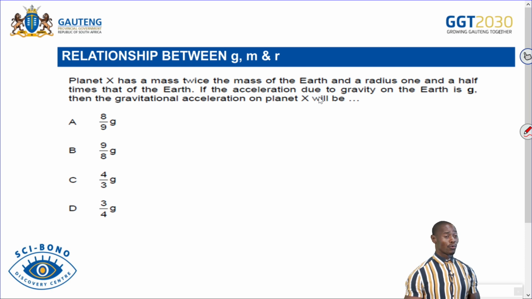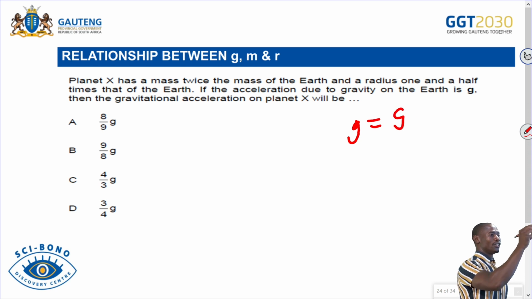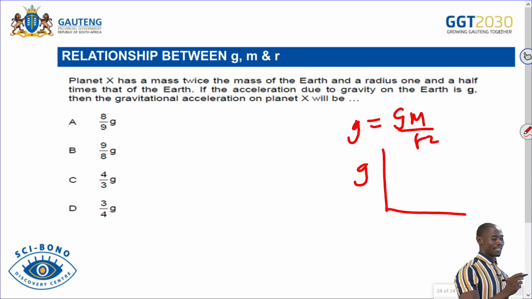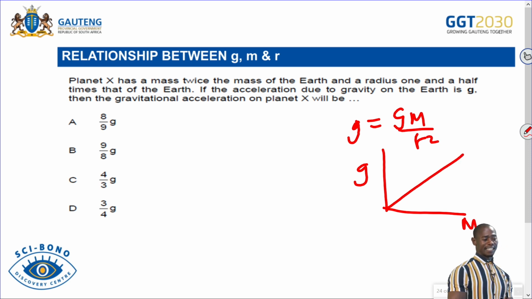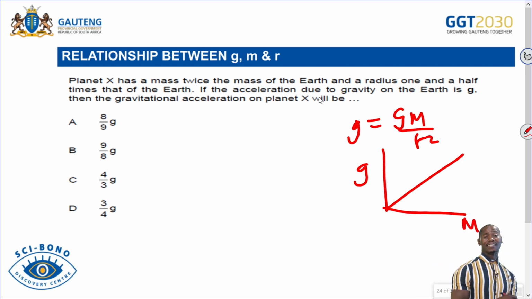let's go back to this question. So this question is about proportionality, okay? Using g equals GM over r squared, okay? So if you're having g versus mass of the planet, the relationship will be directly proportional, okay? The relationship will be directly proportional, keeping the distance constant, okay? Then the gradient will represent what?